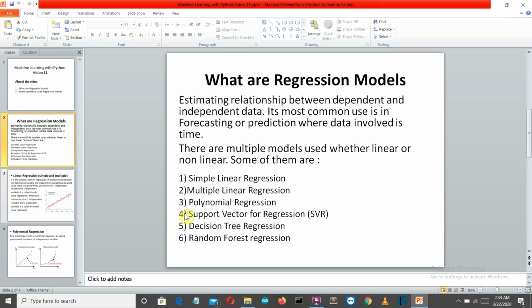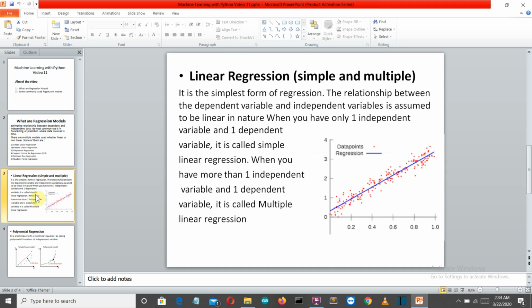Okay, so first of all, let's see what a linear regression model is. This is one of the simplest models, and usually mentors take this as the first model when they are explaining machine learning models, and this is what I am also doing. So the relationship between the independent and dependent variable is assumed to be linear in nature.